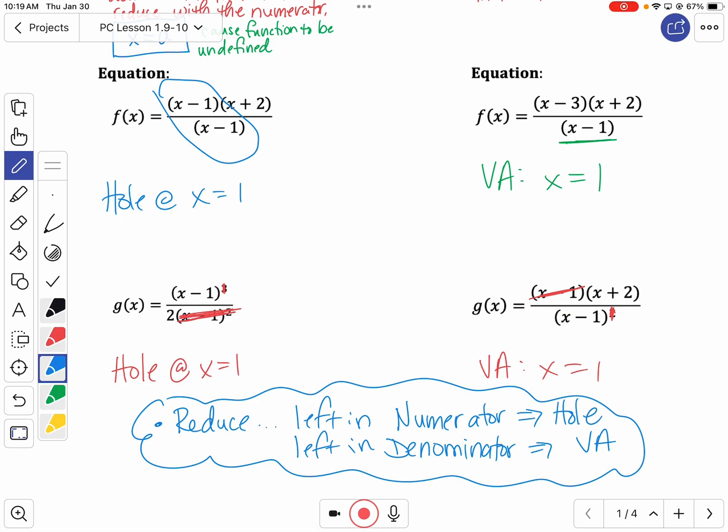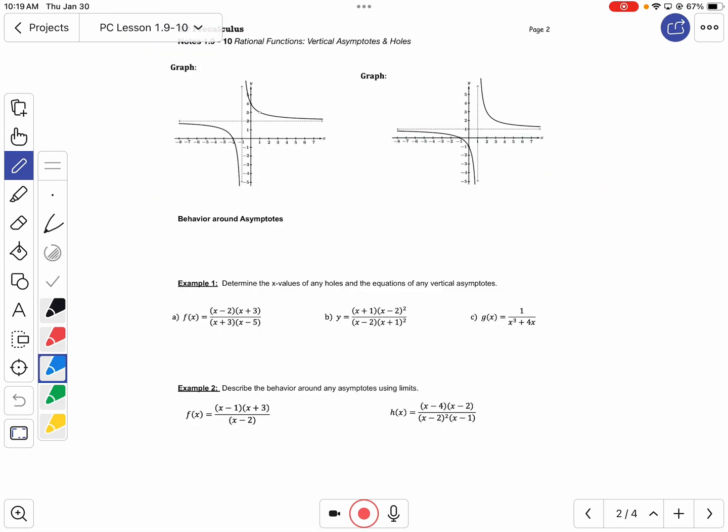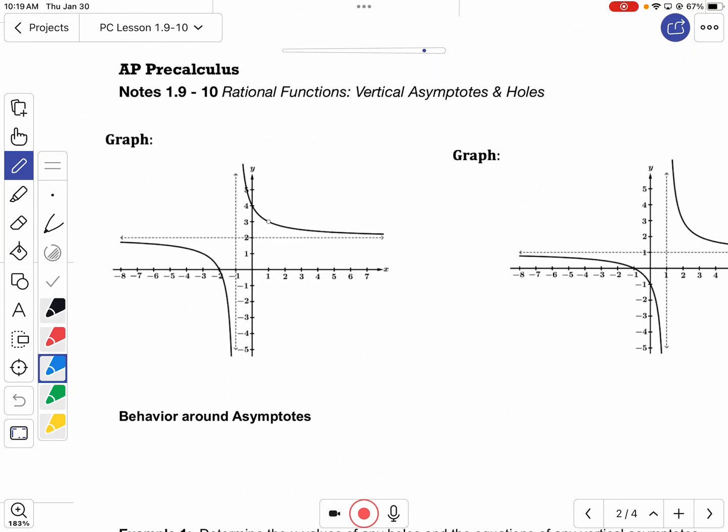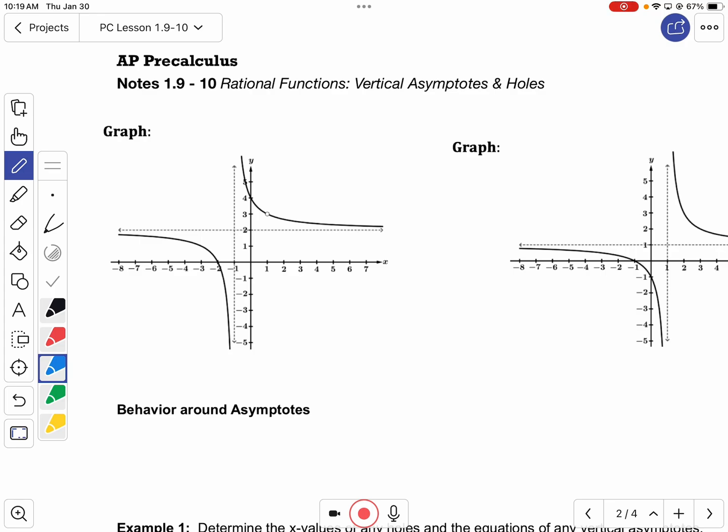All right, so let's flip it over and let's look at what comes next. Let's take a look at this graph, okay? And let's just talk about what we see. What are all the unique things that we see in this graph? These graphs look pretty similar, all right?